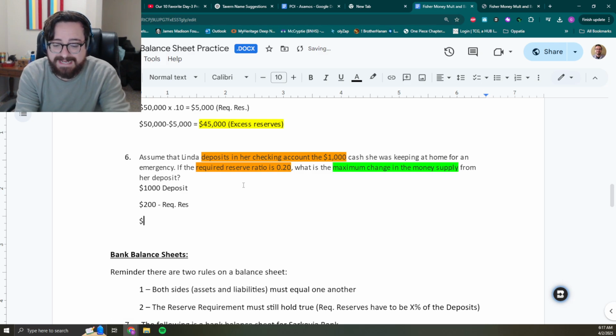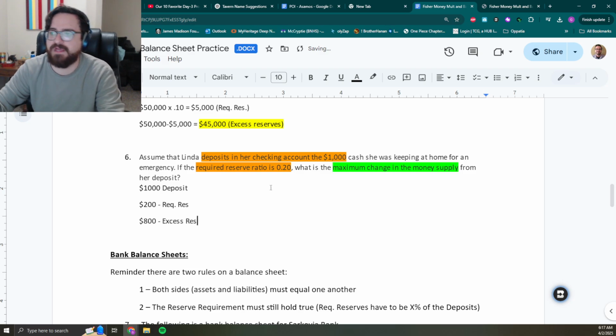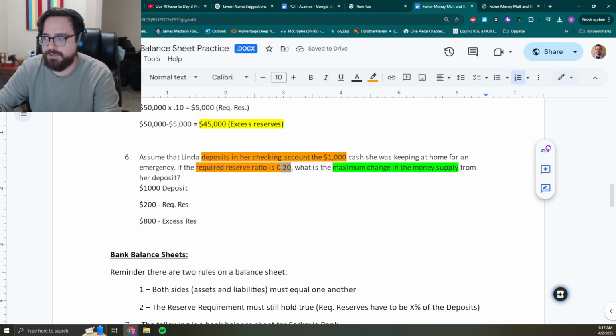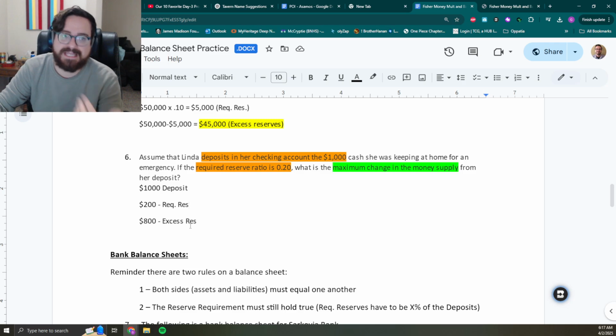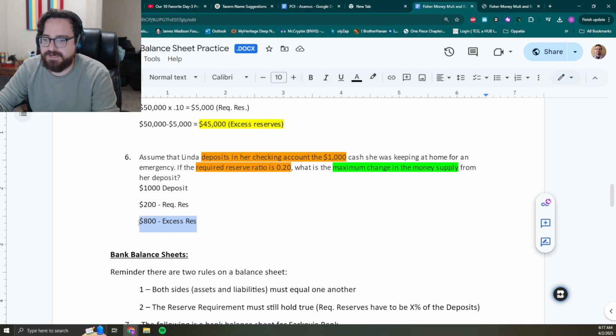I know that the remaining $800 are going to go to the excess. And again, how do I know that? That is just because of that reserve ratio right there. This is 0.2, meaning the reserve requirement is 20%. So 20% of 1,000 has to be held, can't be loaned out. That's this 200. The remainder, the leftovers, that's why it's called excess. Excess always means leftover. So this excess right here, that is our leftover money, money that can be loaned out. So I know that's 800.